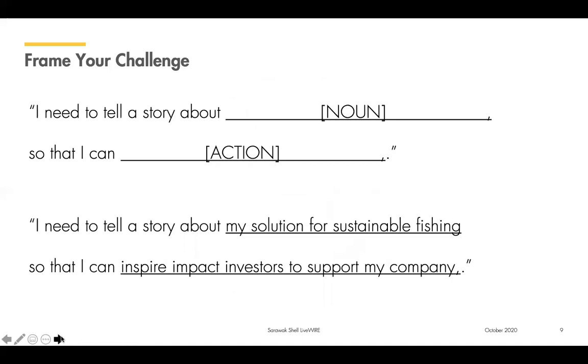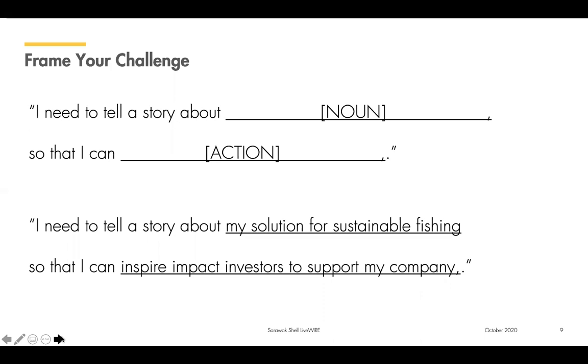So for this first lesson, we're going to look at making it very clear what it is that you are pitching. I gave an example here that I need to tell a story or I need to pitch about something so that I can drive something or get some action from the people that I'm presenting to, right? So a pitch can be to get investment, can get people to support, can get people to join you as a partner or as a team member.